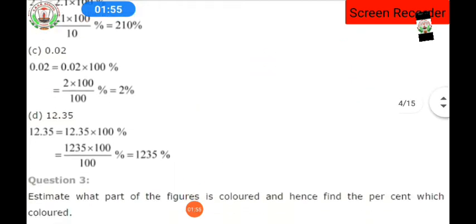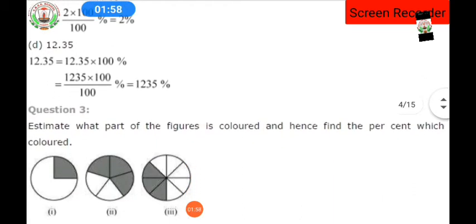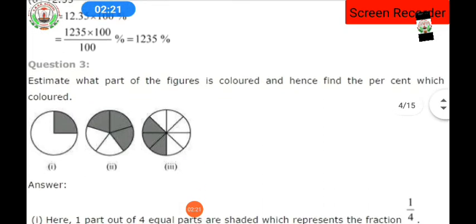Similarly, in the D part we are having here, 12.35 is there. So 12.35 will be multiplied with 100%. You will get the required answer as 1235%. Clear everyone? Now dear student, we are going to see the question number 3. One more thing I would like to tell you, this chapter we had already completed. Okay, we are just having the revision of this chapter.